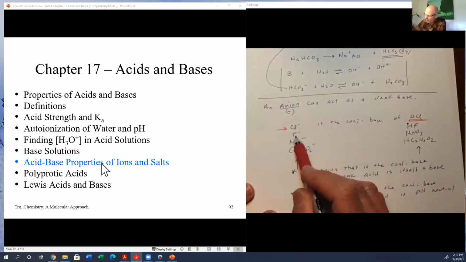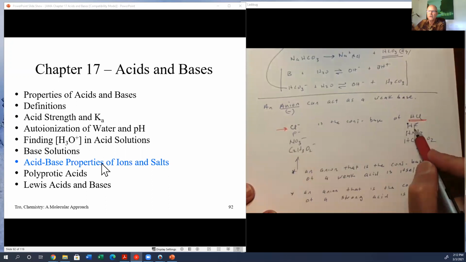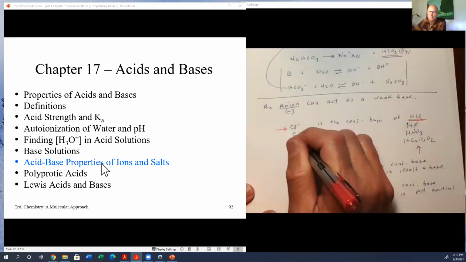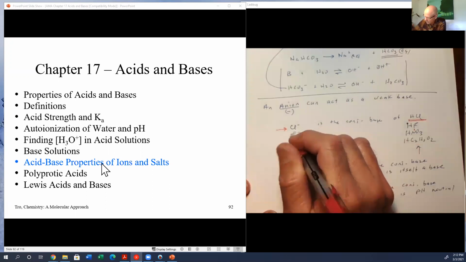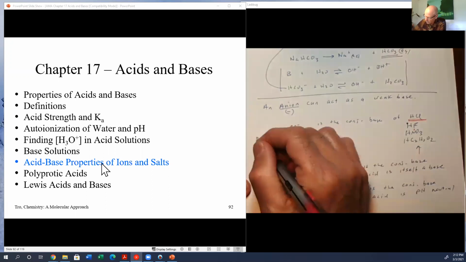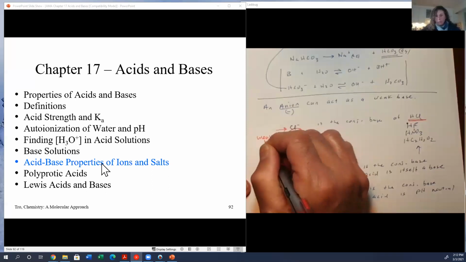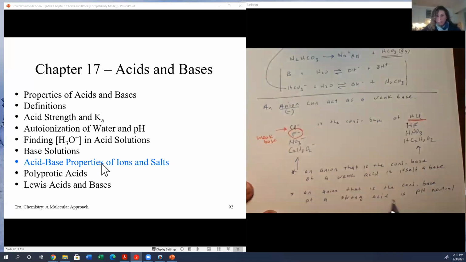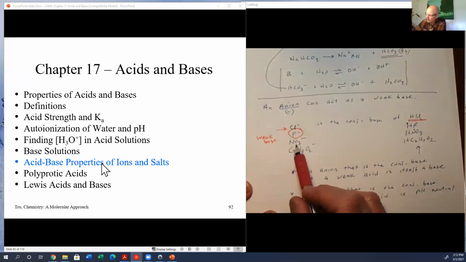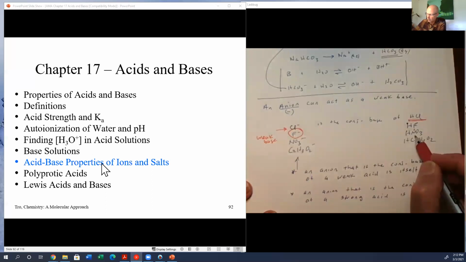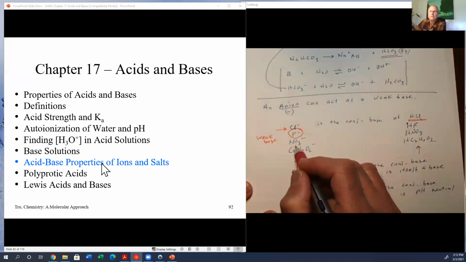All right. F minus is the conjugate base of HF. What do you know about HF? It's technically a weak acid, right? So what do you know about F minus? It's a base. Okay. So this one is a weak base. How about NO3 minus? It's the conjugate base of HNO3. So what can you tell me about NO3 minus? pH neutral. Okay.